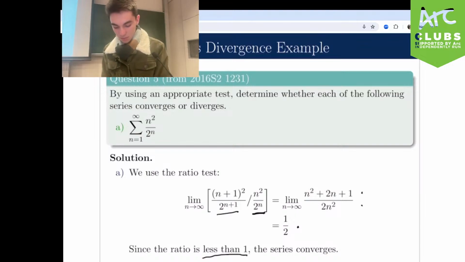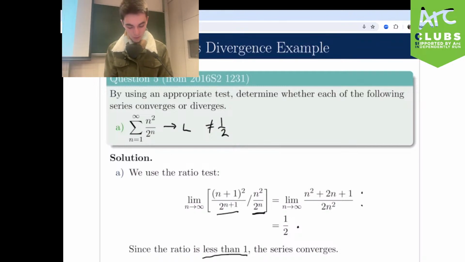So this converges, right? But be wary, because the ratio test doesn't actually tell us what this series will converge to. This doesn't mean that it will converge to 1/2. That's just the limit of the ratio between consecutive terms. All we know is that it converges to some finite number.